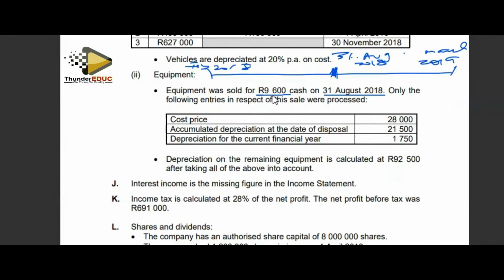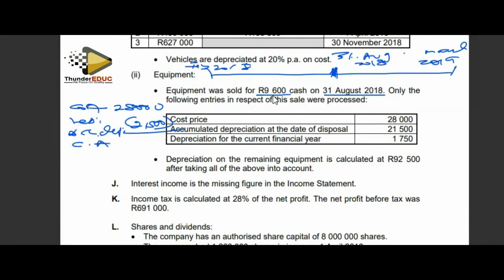The above what? Right, now we need to know whether we made a profit or a loss on sale of this equipment. So we need to determine the cost. Cost is 28,000. Okay. Less accumulated depreciation. So on the date of sale, it had lost a value of 21,500. So this one must go off because we want to determine the carrying amount.